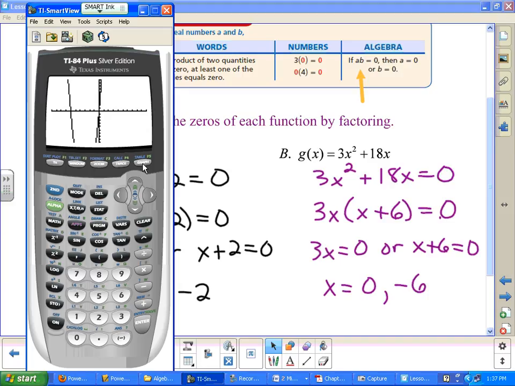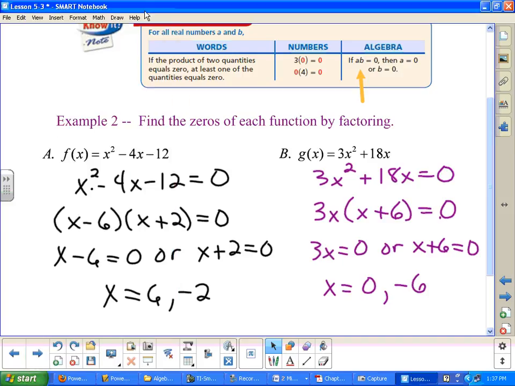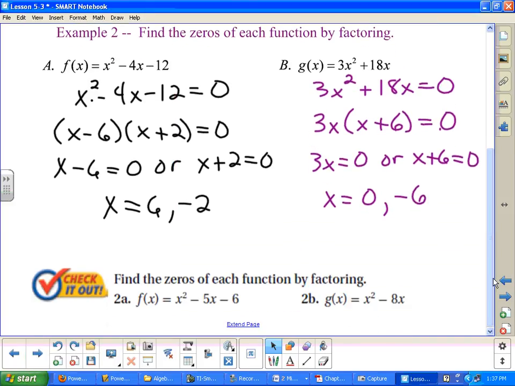Now, with the graph, does it matter whether I can see anything except for the zeros? No, all I need to know is where it crosses the x-axis. So if I hit trace now, I'm checking 0 and -6. So at 0, it's 0. Yep, okay, that's true. And now if I hit -6, check that, is it equal to 0 there? Yes, it is. Okay, so I did it correctly. So I can easily use my calculator then to check to see if it's correct. All right.